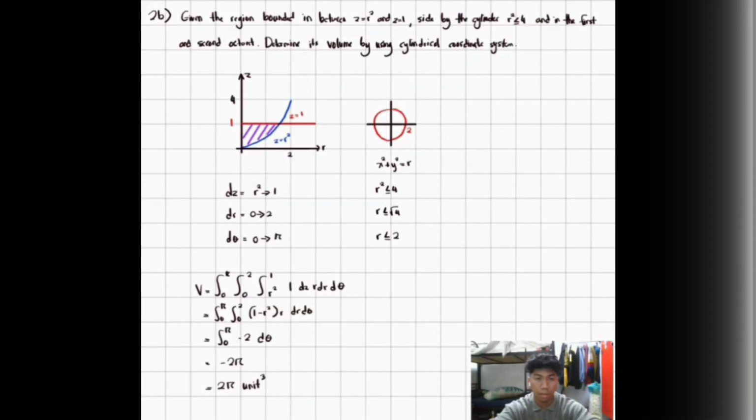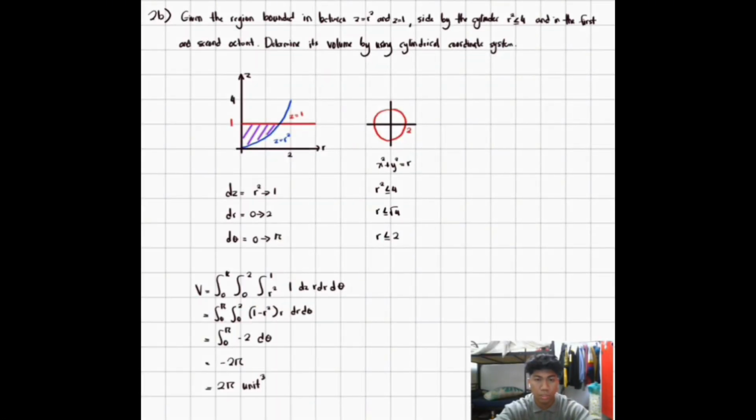Hi, let's move to the next question, which is 2B. From the question, we can determine the bounds of dz, dr, and d theta. For dz, it is between r squared and 1. For dr, we use the circle formula, the square root of 4, so we get 2, so the range is 0 to 2. For d theta, it says first and second octant, so 0 to pi.